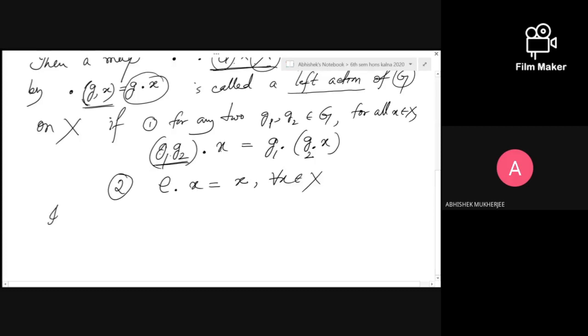And in that case, if such a map exists, then X, the set, is called a G-set. Whenever we are considering a G-set, that means the group G acts on the set X by some left action. Now, if we are considering a right action, then we will specify that this action is right.